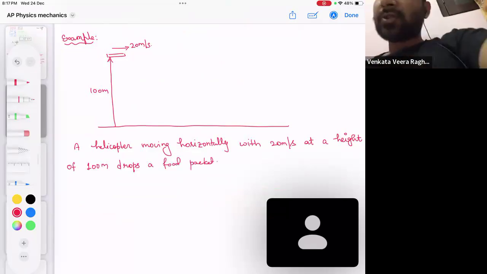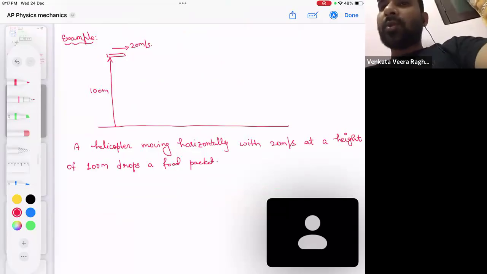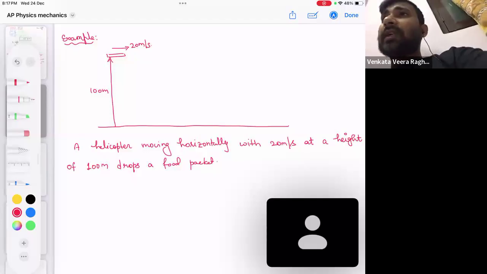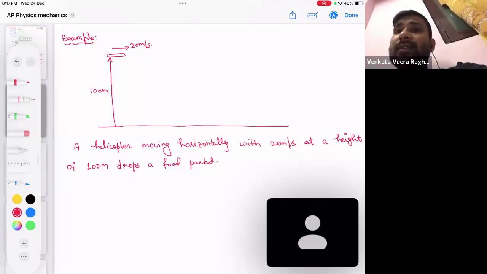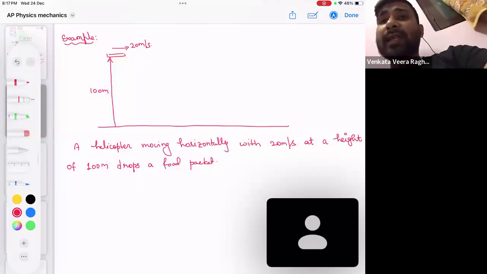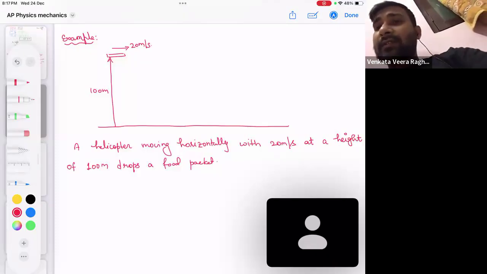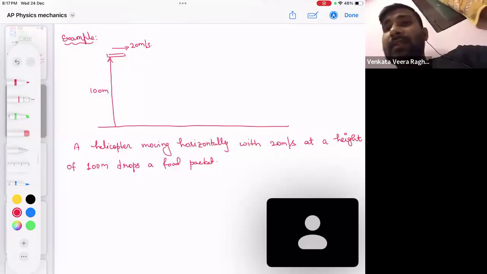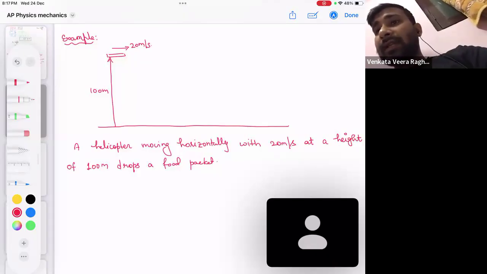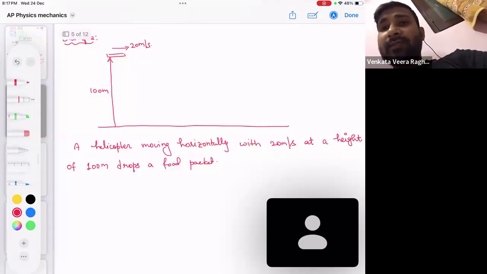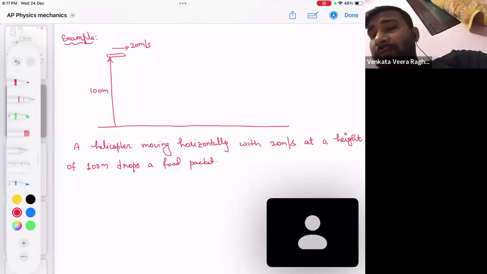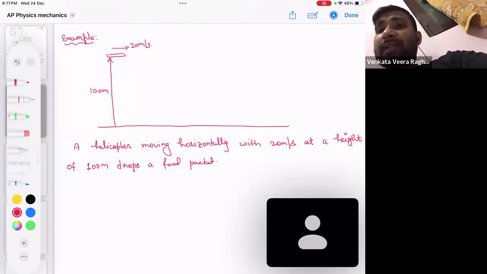They are asking the same thing in the question. How much time will the packet take to reach the ground? Where will it land on the ground? That is, what distance from the dropping point will it land? It will not land exactly below, it will land at some other distance. So at what distance from the point of dropping is it going to land, and with what velocity will the food packet land?